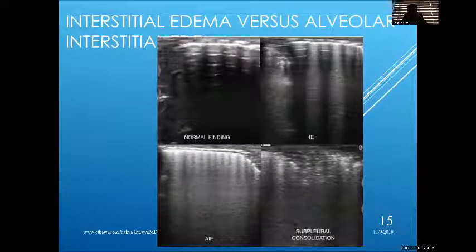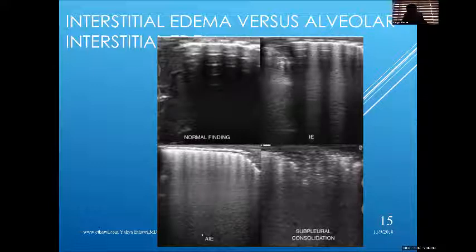These are different types of interstitial edema versus alveolar edema. You can see here normal lung. The B line does not reach to the end, with the presence of frequent A lines. And here you can see the interstitial edema, the mild one: the B lines reach to the end of the picture, and the A lines start to decrease in number, with the appearance of some air bronchogram.